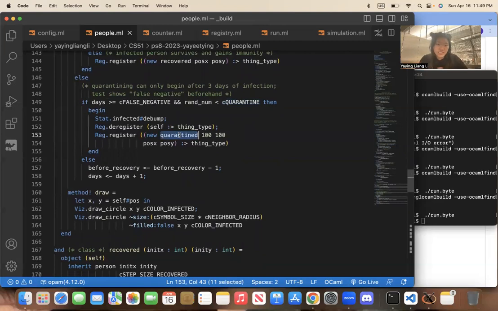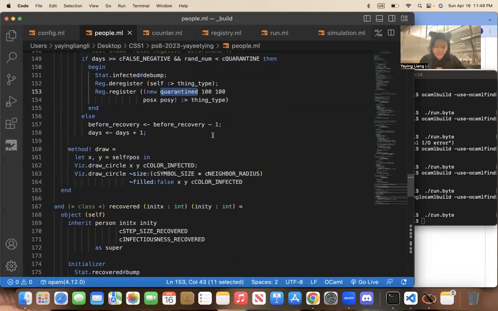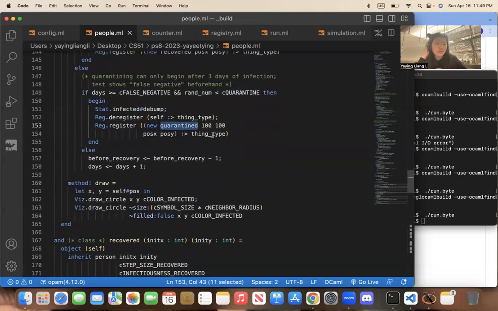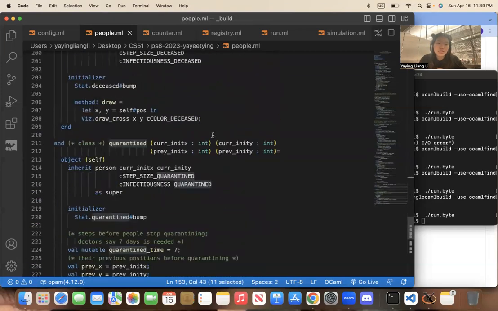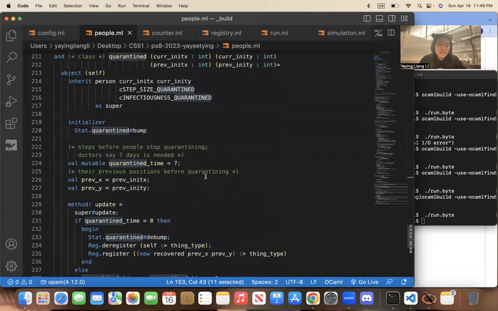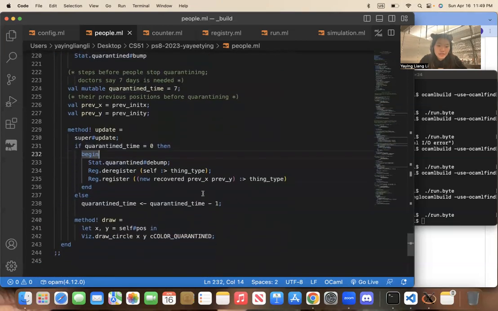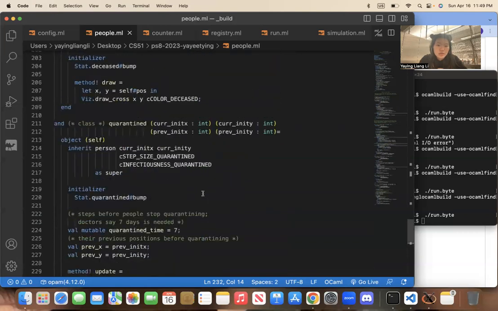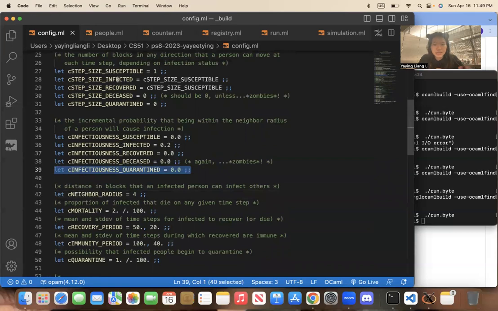To simulate this quarantine process, we basically put them part of the quarantined class. And we can also talk a little bit about what it means to be quarantined. So in this quarantine class, we basically have it so that the amount they can step or the amount they can move while they're quarantined is equal to 0, C step size quarantine is 0, and their infectiousness rate is also equal to 0 because they're supposed to be quarantined. And these are all constants that we can mess around with.